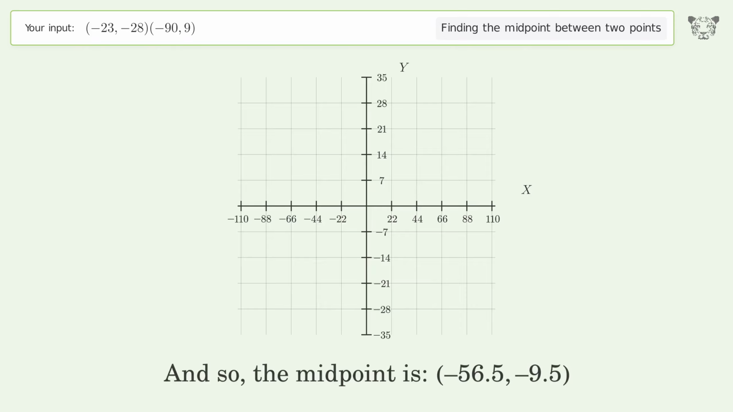And so, the midpoint is negative 56.5, negative 9.5.